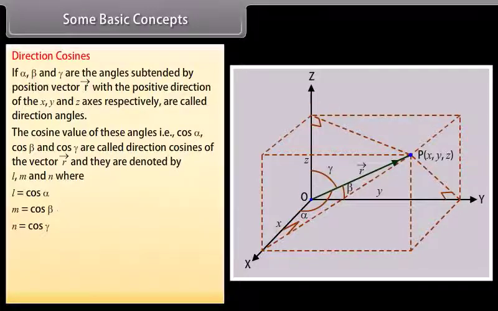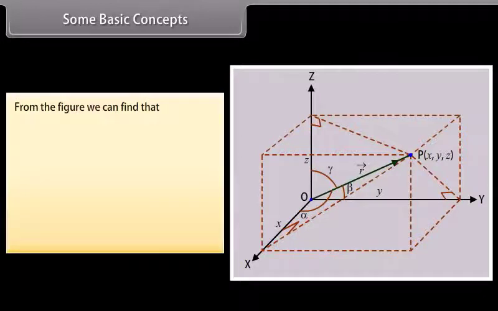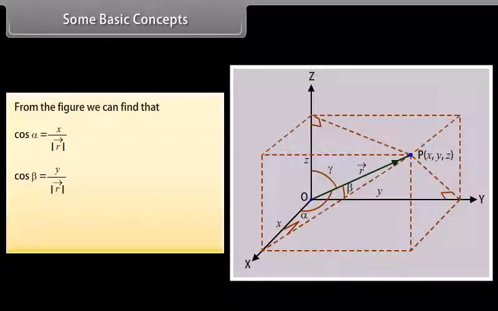n equals cos gamma. Direction cosines are bound such that minus 1 less than or equal to l less than or equal to 1, minus 1 less than or equal to m less than or equal to 1, minus 1 less than or equal to n less than or equal to 1, and they are connected by the formula l square plus m square plus n square equals 1. From the figure we can find that cos alpha equals x by mod of vector r, cos beta equals y by mod of vector r, cos gamma equals z by mod of vector r.